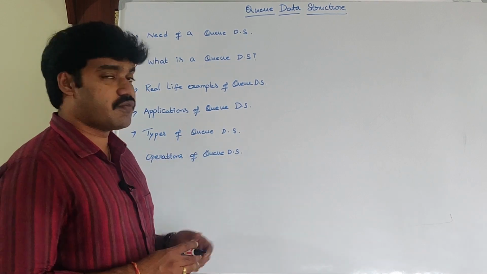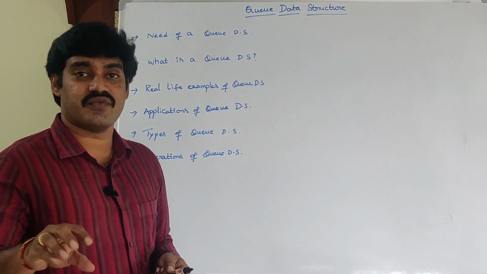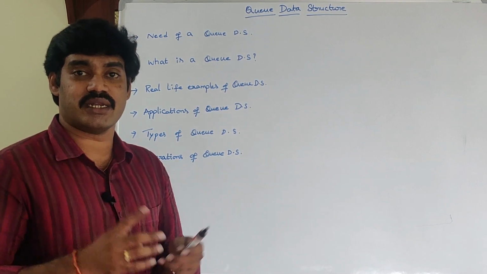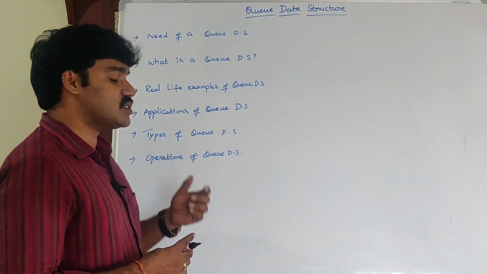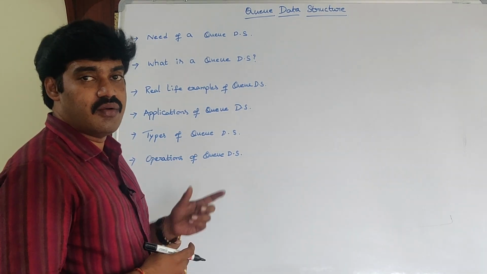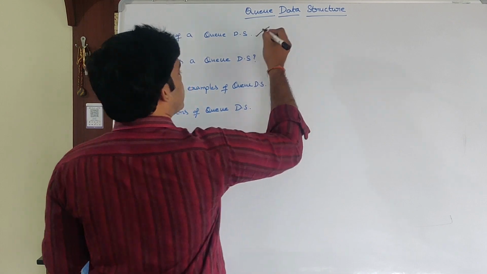Next, what are the types of Q data structures? What are the classifications of Q data structures? How many types are there? Next, what are the operations of Q data structures? One is, what is the need of a Q data structure?